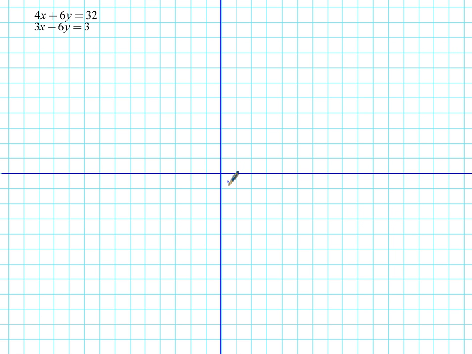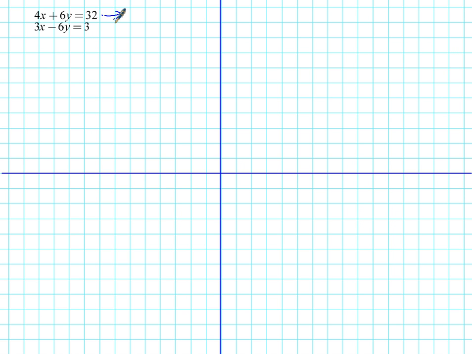With this one, the x-intercept is 8, that's nice. The y-intercept is something in fraction form, 32/6, so that would be 16/3. So we're going to have to try to figure out what 16/3 is when we go to graph it. It's not too big of a deal. But I want to put these in slope-intercept form.